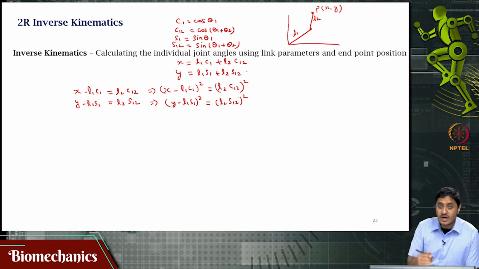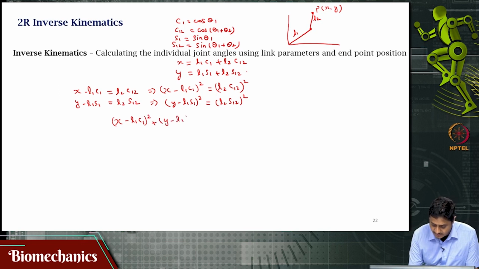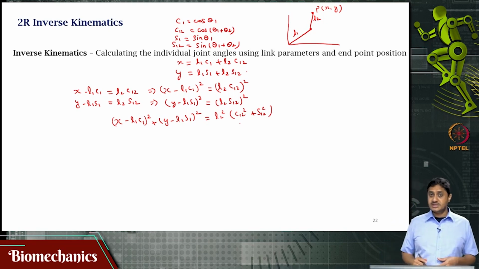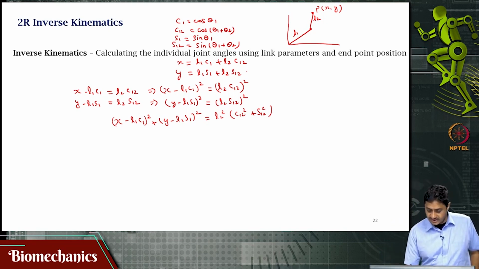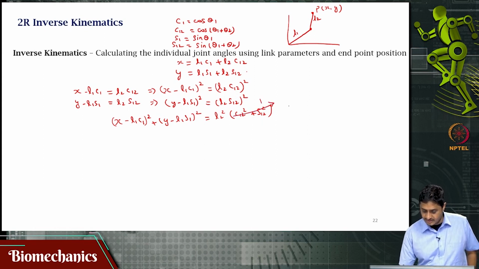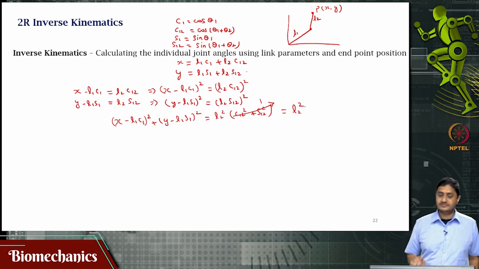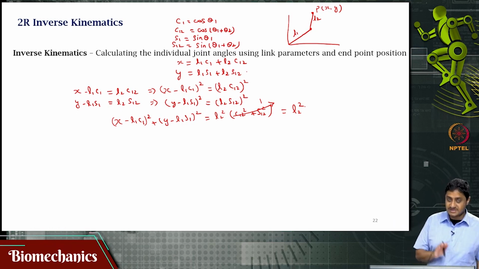So, I am adding these two equations. What will I get? I will get x minus L1 C1 the whole squared plus y minus L1 S1 the whole squared is L2 squared into C12 squared plus S12 squared. But C12 squared plus S12 squared is 1. So, the whole left hand side is equal to L2 squared. But not just that, I also have to expand the squares on the left hand side, which I will do step by step.